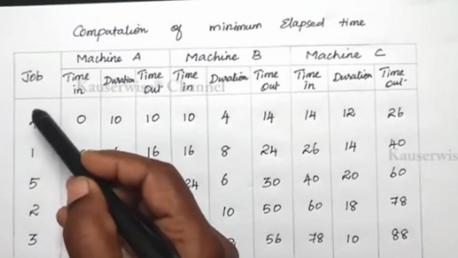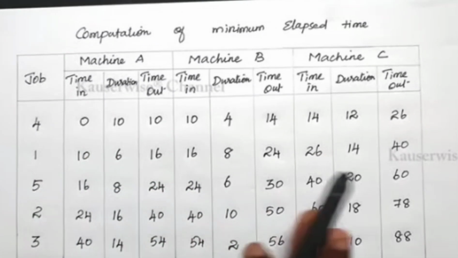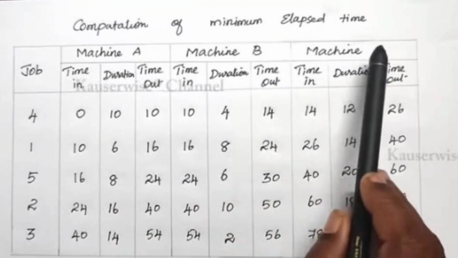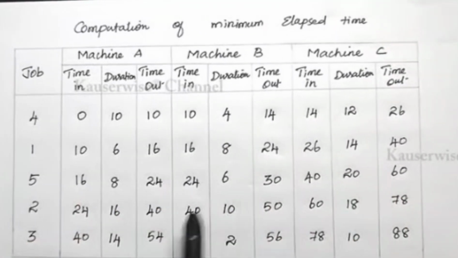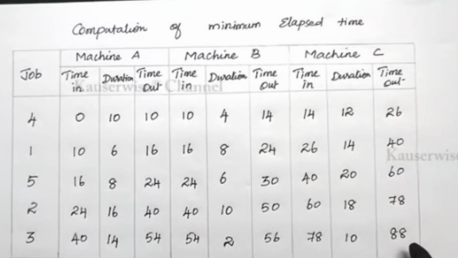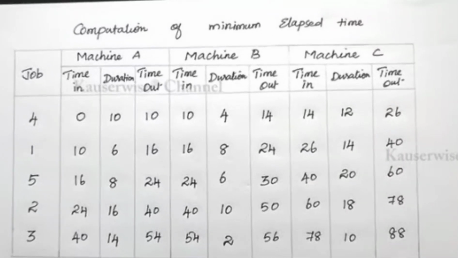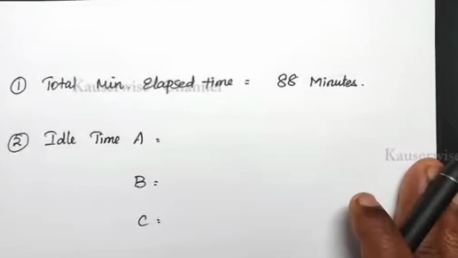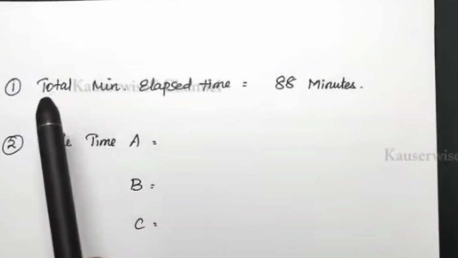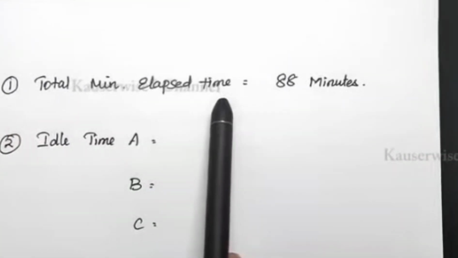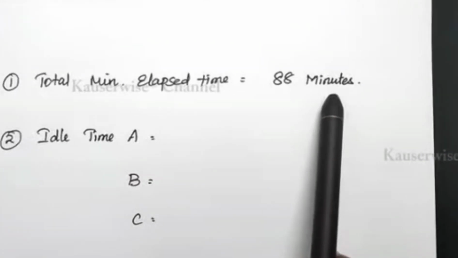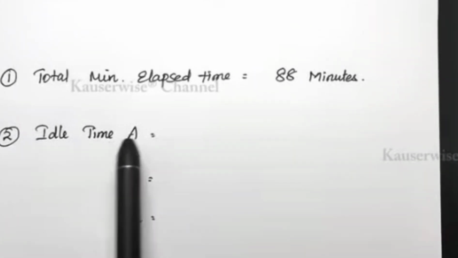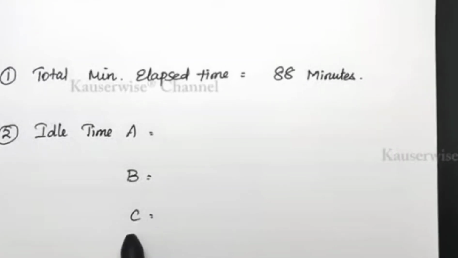So here all the 5 different jobs processed through 3 different machines: machine A, machine B and machine C. Okay. So entire process comes to an end in the 88th minute. Okay. This is the total minimum elapsed time. Okay. See, according to this problem, we have found total minimum elapsed time as 88 minutes. Okay, the next calculation is we are going to find idle time for machine A, machine B and machine C.